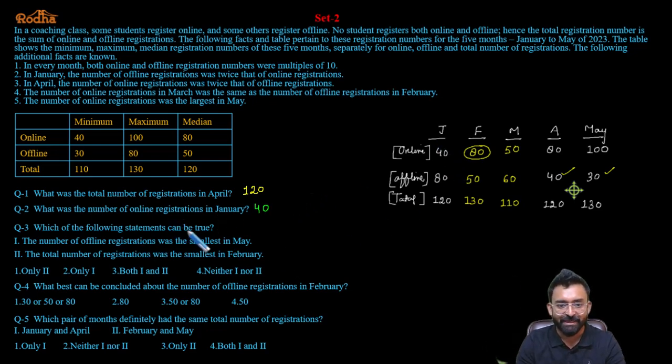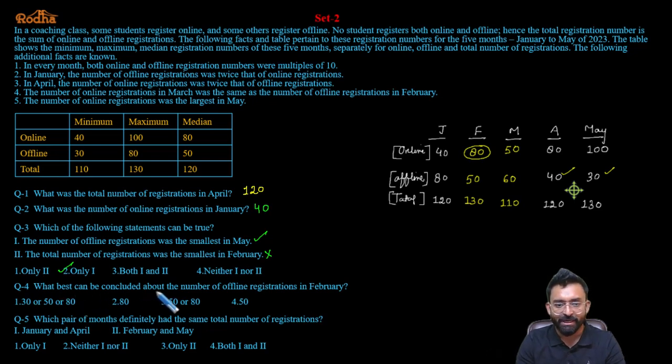विच ऑफ द फॉलोइंग स्टेटमेंट कैन बी ट्रू? द नंबर ऑफ ऑफलाइन रजिस्ट्रेशन was smallest in May. Offline registration was smallest in May. That's true. The total number of registration was the smallest in February. February में smallest नहीं है, February में highest number it is 130. This is not true. So what is my answer? Only first statement is true. Fine.